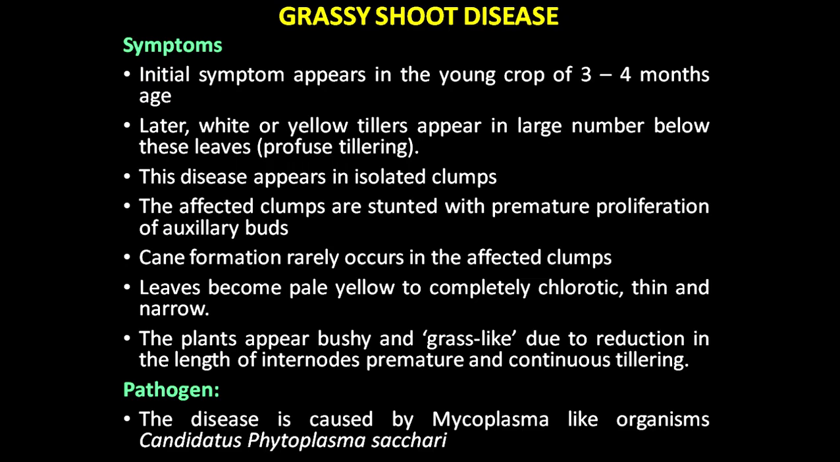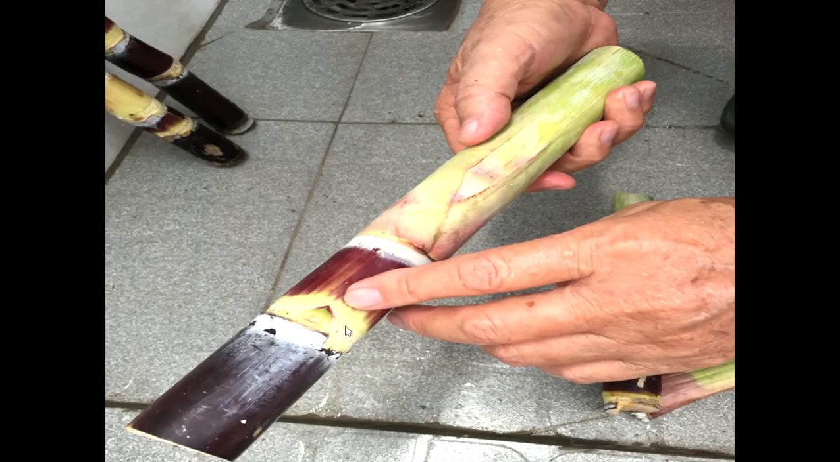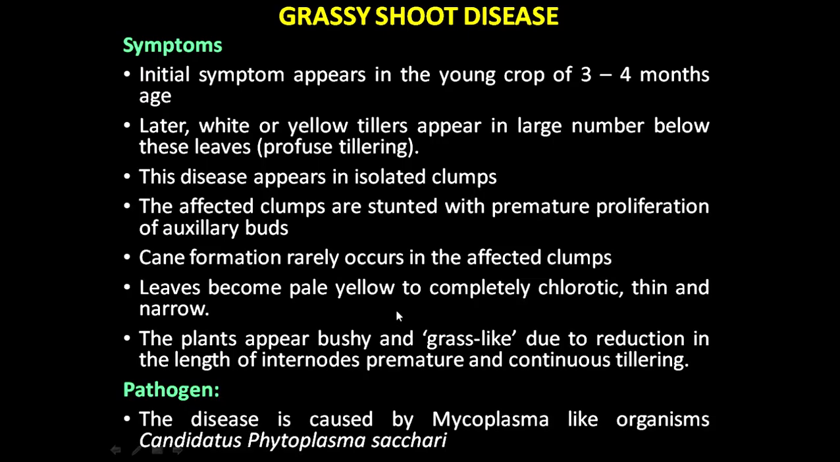The affected clumps are stunted with the premature proliferation of axillary buds. So they are very stunted. The axillary buds are very close to each other. These are the axillary buds. You can see the axillary buds very close to each other because of the stunted growth. The cane formation rarely occurs in the affected clumps. Sometimes the cane may be formed with short distances between the axillary buds. Sometimes the cane may not be formed in the affected plants.